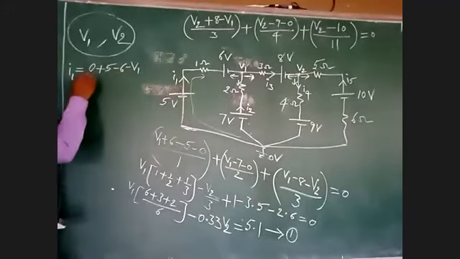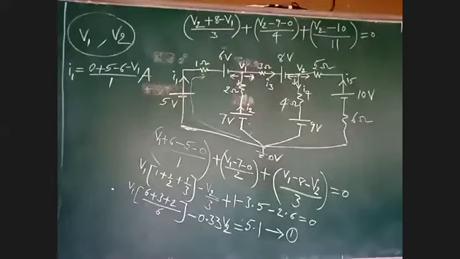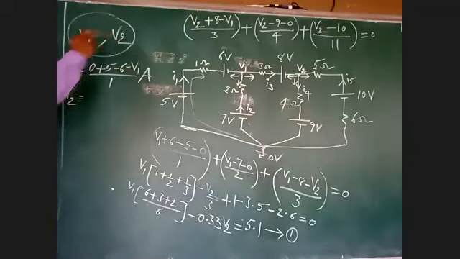Plus 5, minus 6, minus 0, minus V1. Sorry, which one is at higher potential? V1 is the lower. That is minus V1, divided by 1. This is your I1. Let's see I2. Because we have calculated V1 and V2, if you know V1, you can calculate it. I2 is 0 plus 7, minus V1 by 2. This is your I2.